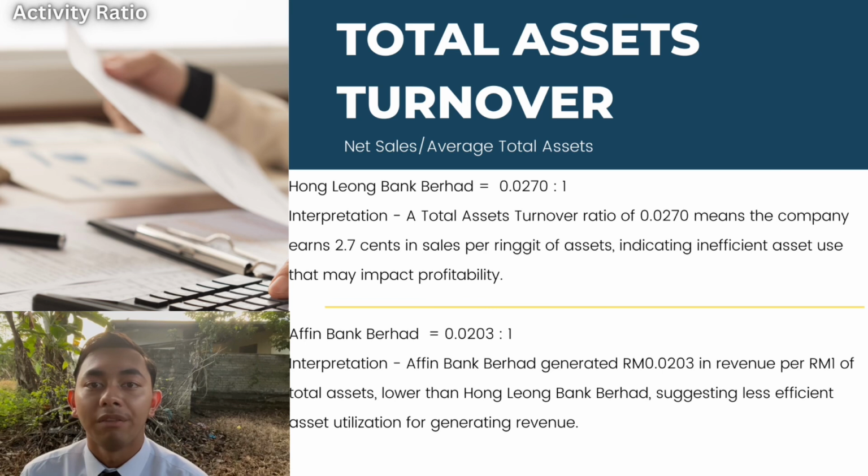So we move to Affin Bank Berhad activity ratios. The total asset turnover is 0.0203 to 1, meaning that the company generates 2.03 cents in revenue for every 1 ringgit of total assets. This reflects a lower level of asset utilization to generate revenue. A lower turnover ratio may indicate inefficiencies in using assets effectively.